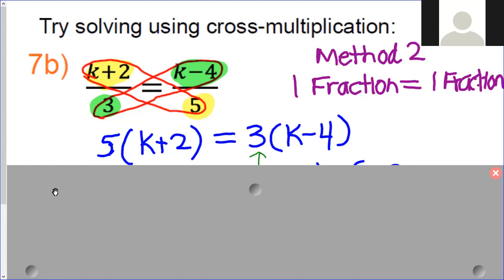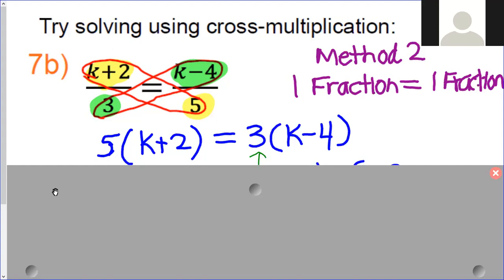Now, the thing about this is I want to make sure that you are writing, the method is only applicable when we have one fraction on the left-hand side, an equal sign in the middle, and a fraction on the right-hand side. Otherwise, we cannot perform cross multiplication. We would have to do what we did before, which is multiply both sides by the lowest common multiple, which is 15. That's an option of what a problem would look like.